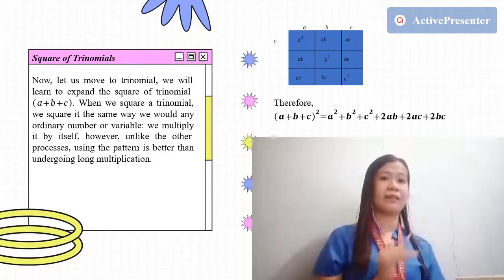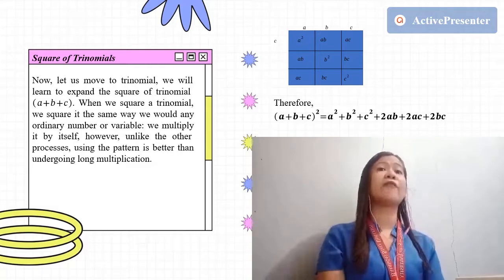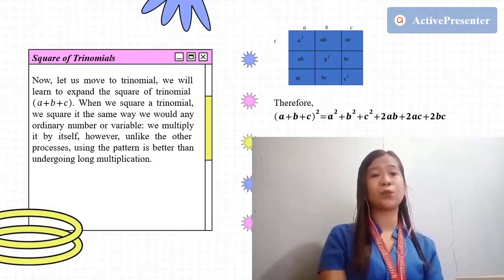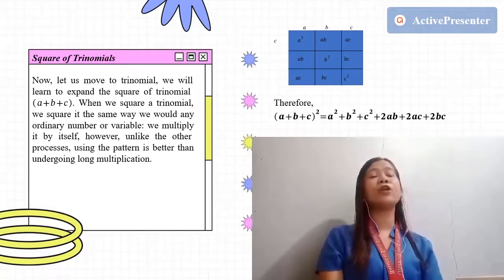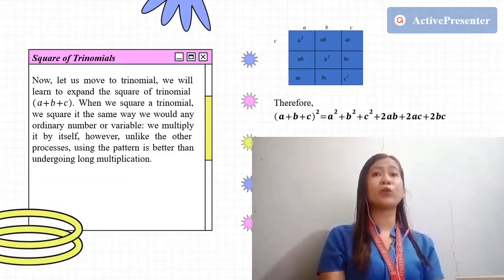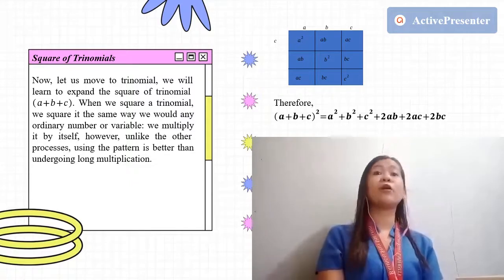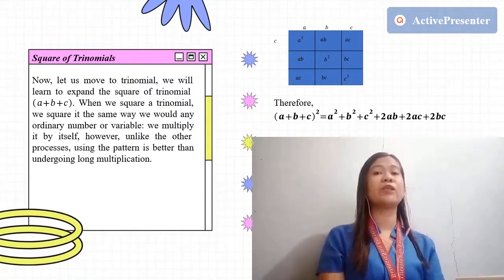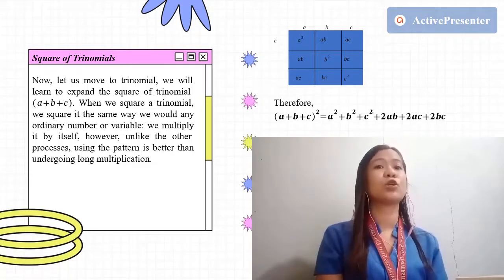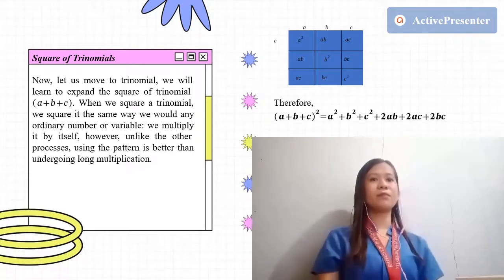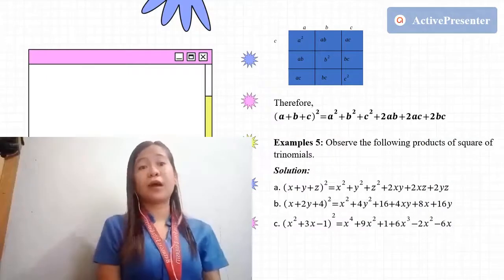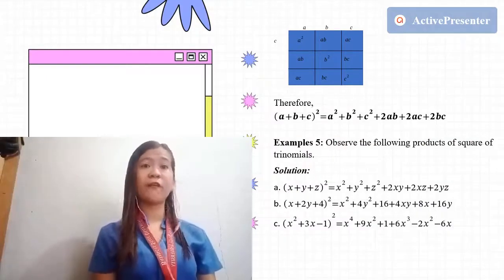Then add. Let us add. So we have a squared plus b squared plus c squared. Then you can see that we have 2ab, right? So we have plus 2ab. We also have 2ac, so we're going to add 2ac and plus 2bc. Okay? Observe the following products of the square of a trinomial.